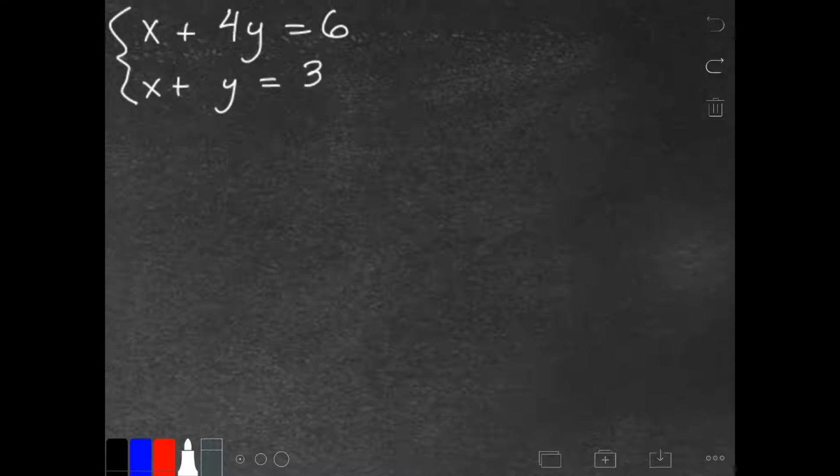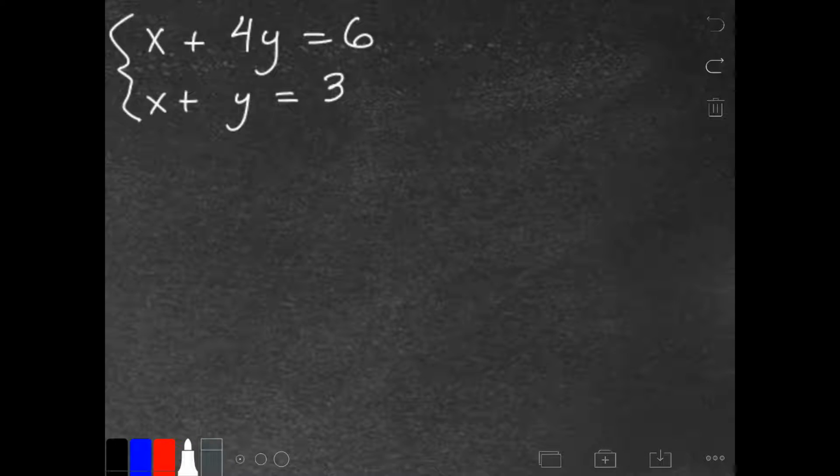Let's look at the third example here. Now in this example, we don't have a variable solved all by itself. So before we can substitute anything, we need to isolate one of these variables. Now I prefer to work with variables that have a coefficient of 1. Here we have a 1x plus 4y equals 6.